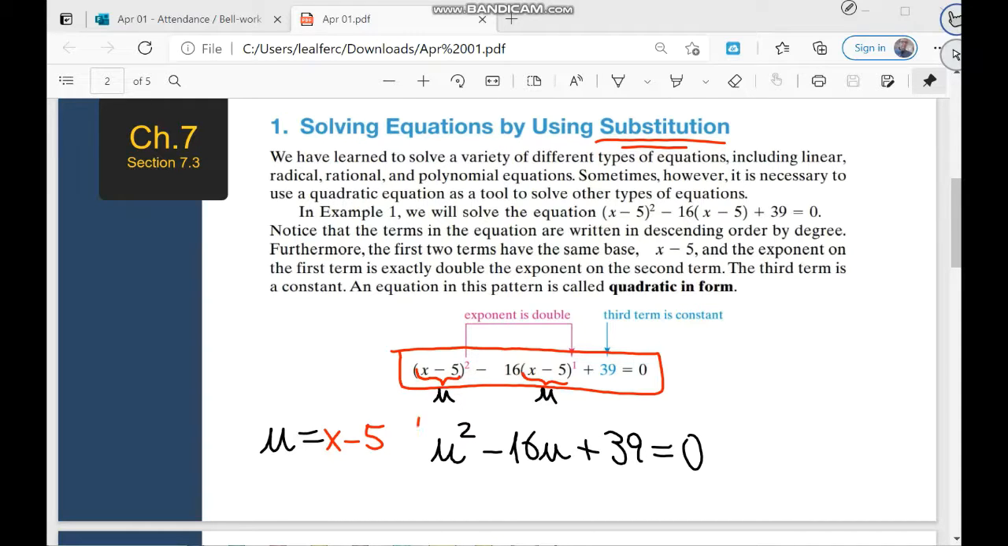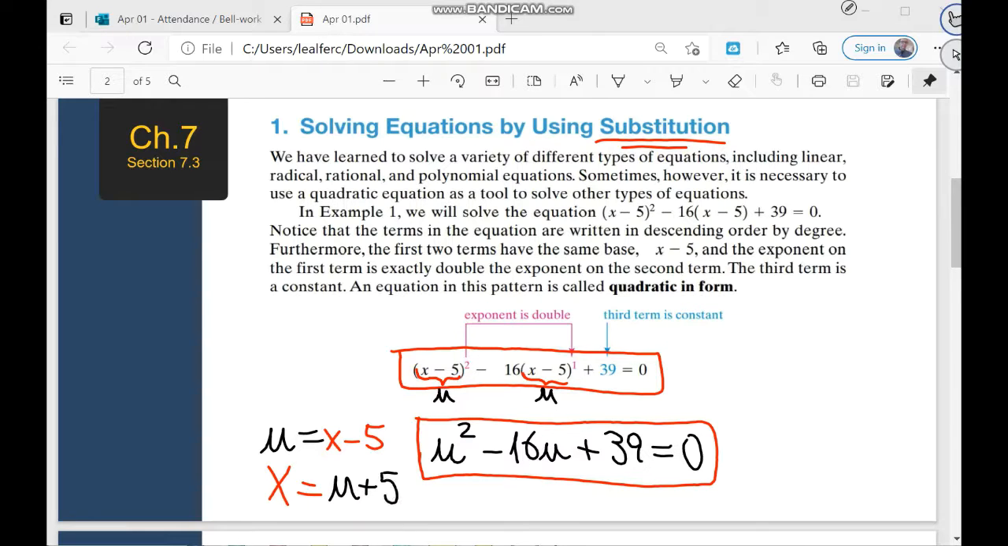Now this looks much nicer, much simpler, right? Look at that. U squared minus 16u plus 39 is a quadratic equation that we can solve using the quadratic formula or using any other methods. That's the whole point. After that, we find the solution for u, and then we need to find x. If u equals x minus 5, x equals u plus 5. And then we can find x based on the solutions we just found for u.